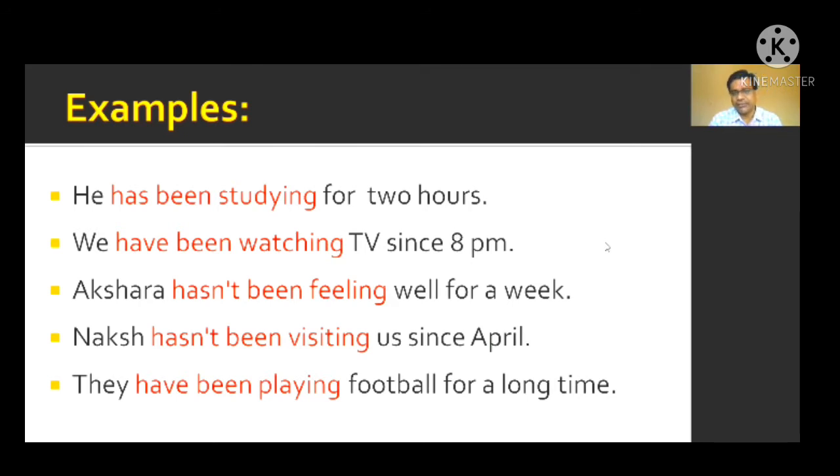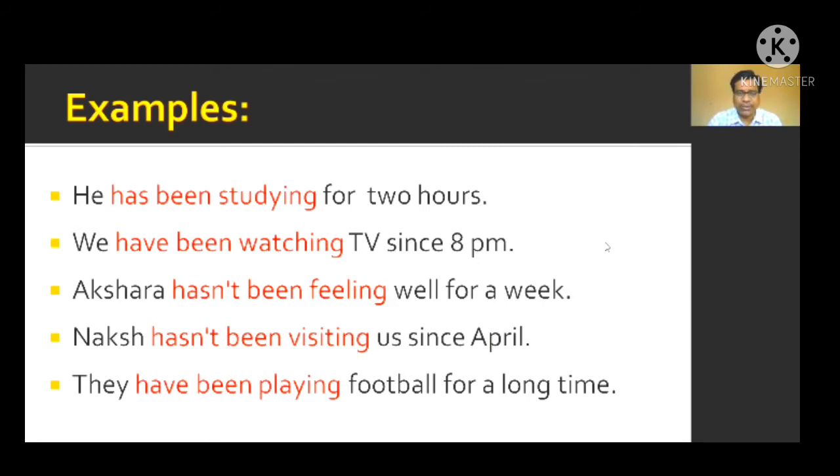Naksh hasn't been visiting us since April. So now we are in the month of June. So for the last couple of months or so, Naksh did not turn up here and he did not visit us. So here you can say up till now he did not visit us. It means Naksh, third person singular number functioning as the subject, hasn't been visiting us since April. Either he is very busy with his work or else he may have some problem. That's why he is not turning up over here. So this way you can say like this.